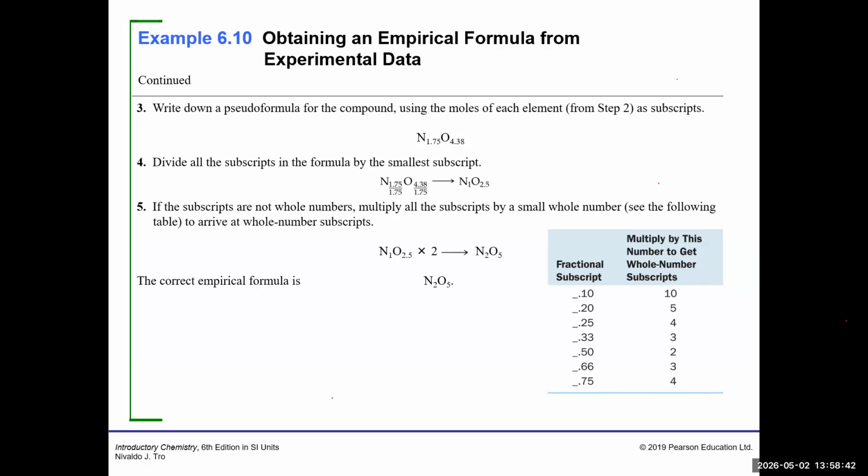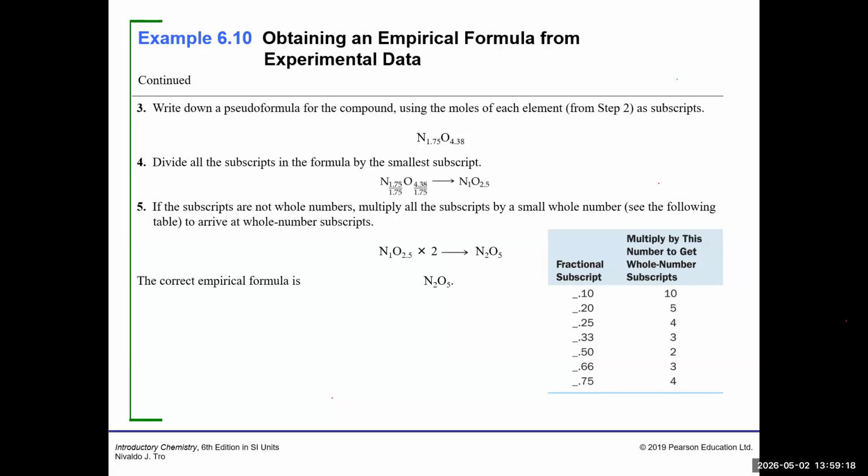So multiply the subscripts by whole numbers. For example, if you have 0.1, multiply by 10. If you have 0.2, multiply by 5. 0.25, multiply by 4. 0.33, multiply by 3. 0.5, multiply by 2. This is the strategy for fractional subscripts. If you have 0.1, multiply all the subscripts by 10.